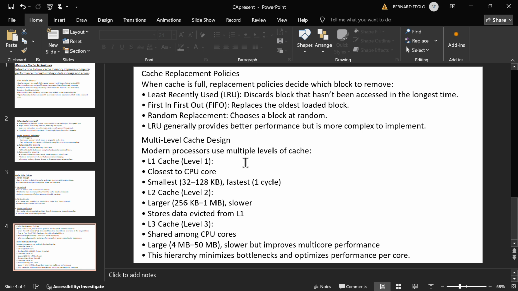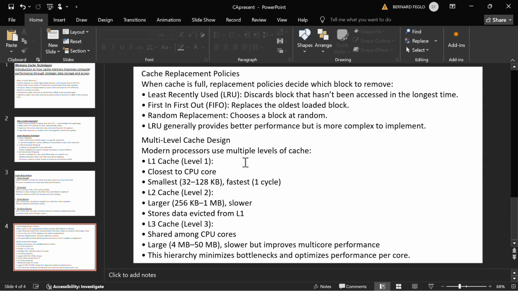And we have the level 3 cache, which is shared among the CPU cores. It's large, from 4 megabytes to 50 megabytes. It's slower, but it improves multi-core performance. So this hierarchy minimizes bottlenecks and optimizes performance per core. So that's basically about cache memory techniques and cache memory on its own.